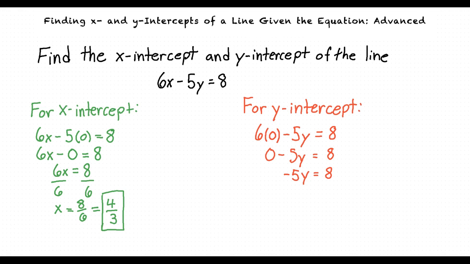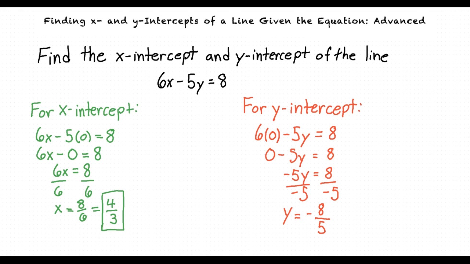Now that y is the only variable left in the equation, we isolate y by dividing both sides by -5. Oh, okay. So y will equal -8 over 5. That's right. This means that the y-intercept is -8 divided by 5. Okay, I think I get it now.